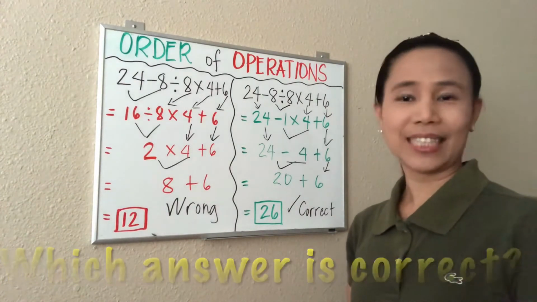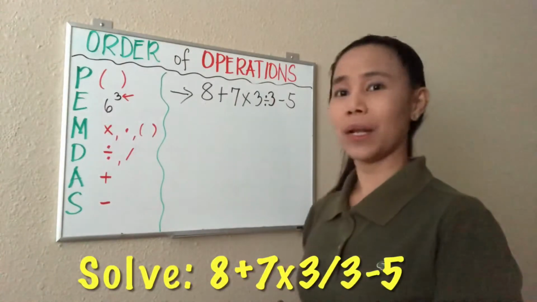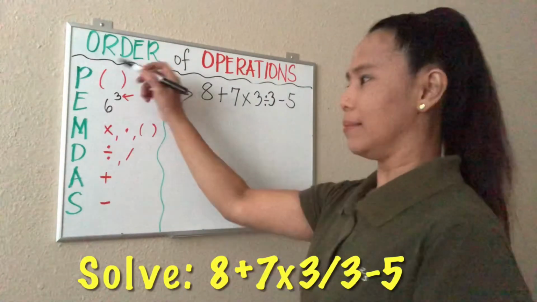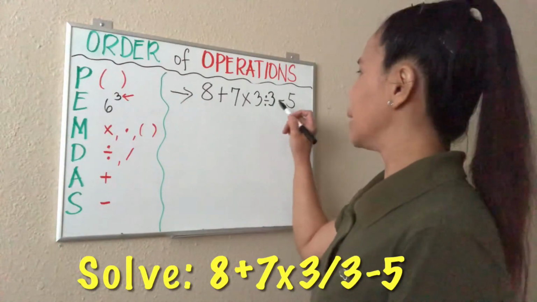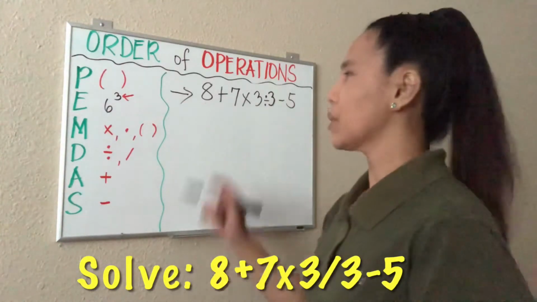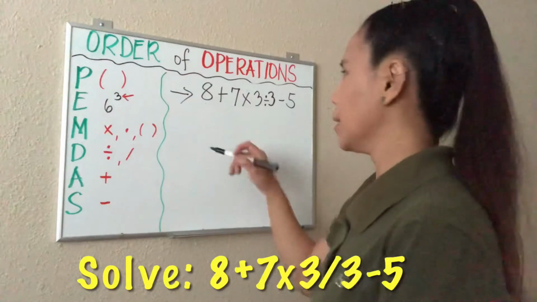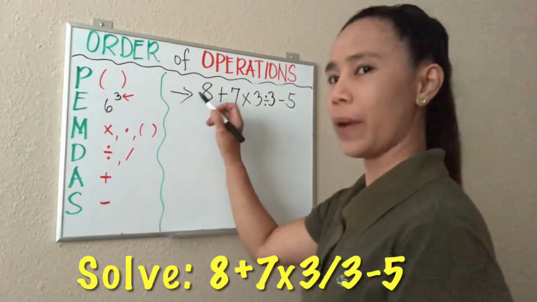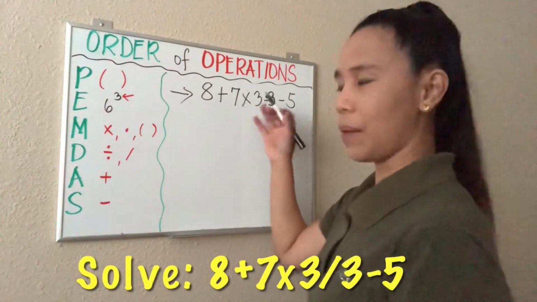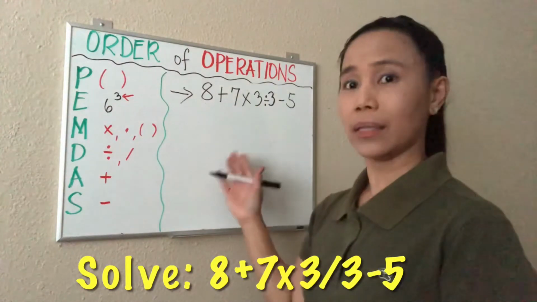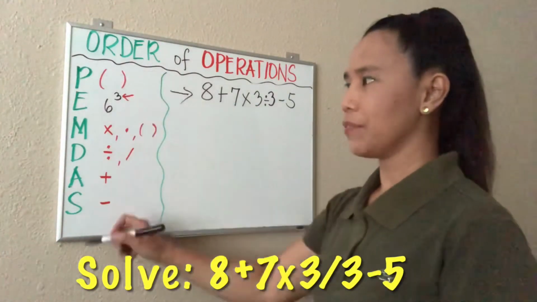So, let's go along. Let's have this simple math problem. And let's also apply the PEMDAS. 8 plus 7 times 3 divided by 3 minus 5. So remember that whenever we are solving an expression, we usually go from left to right. We can see that 8 plus 7 comes first. However, we do not add first because we have to follow this.